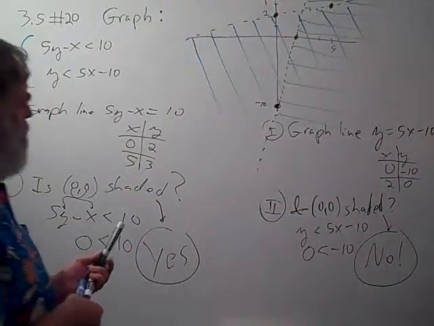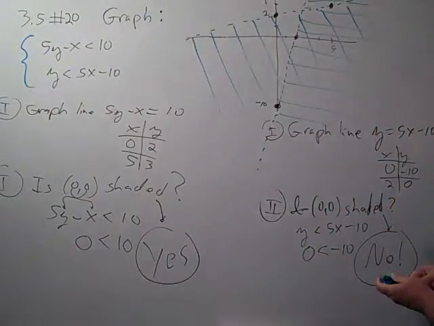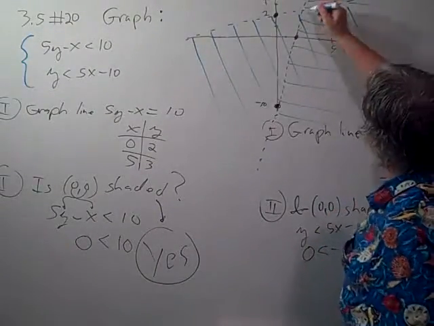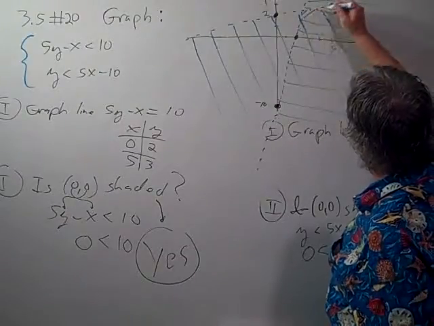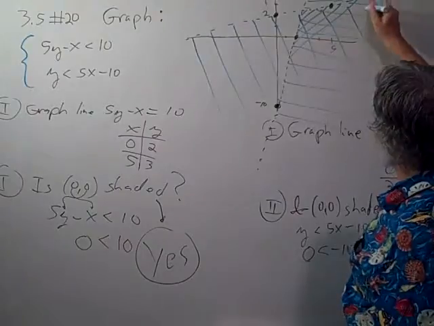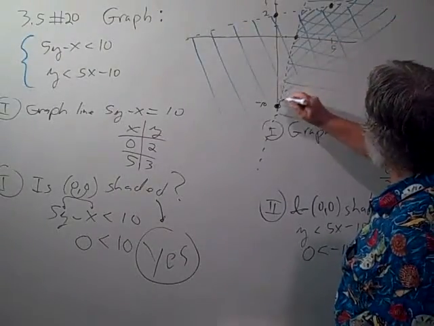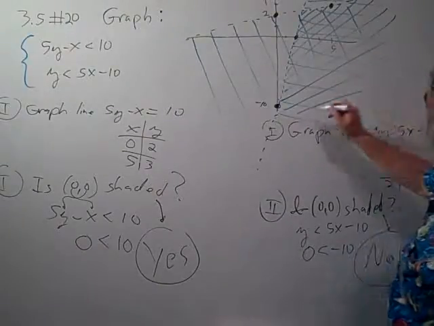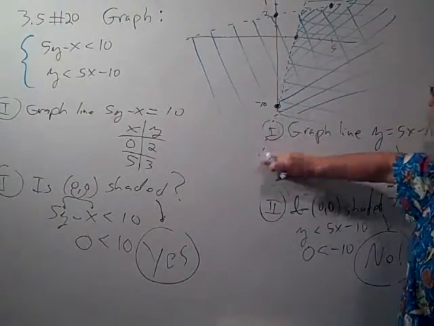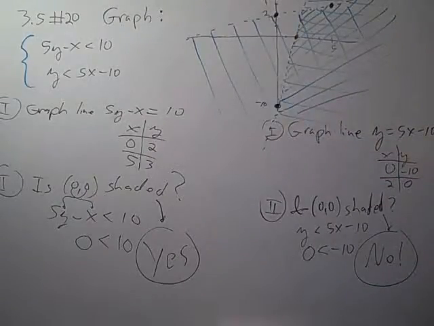So the overlap of these two regions, you can see, consists of everything where both are shaded, everything over here. Anyway, everything over here is in the solution to the system of linear inequalities.